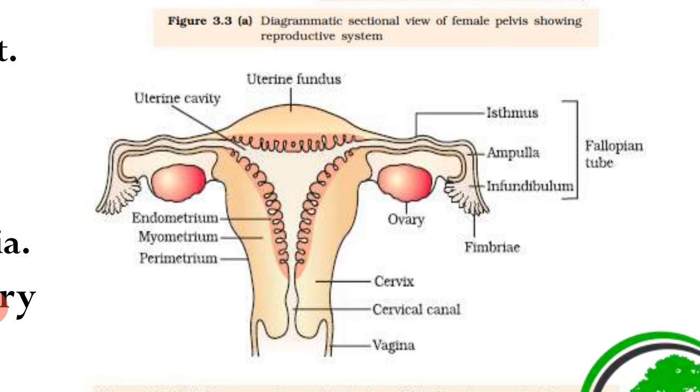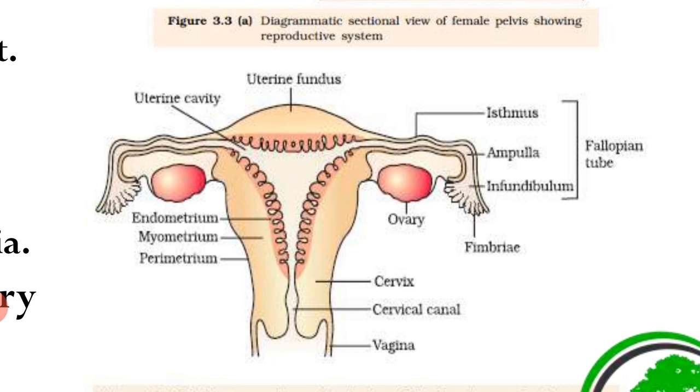Okay, and coming to the shape of the uterus, the shape of the uterus is inverted pear shape. Pear fruit you might have seen. When you invert that fruit upside down, you can see it looks like the uterus. This uterus is usually supported by ligaments and it is attached to the pelvic wall.